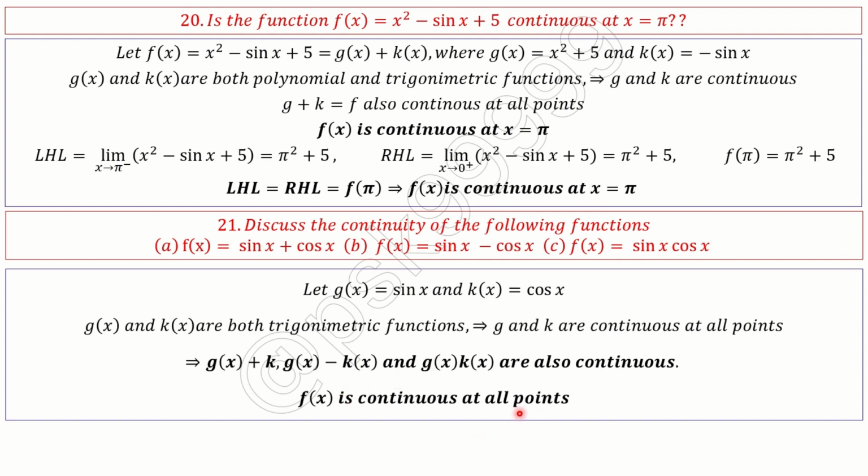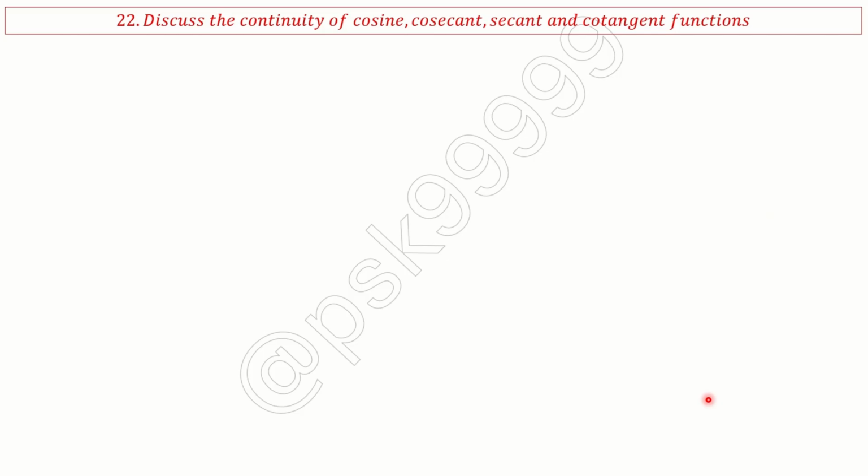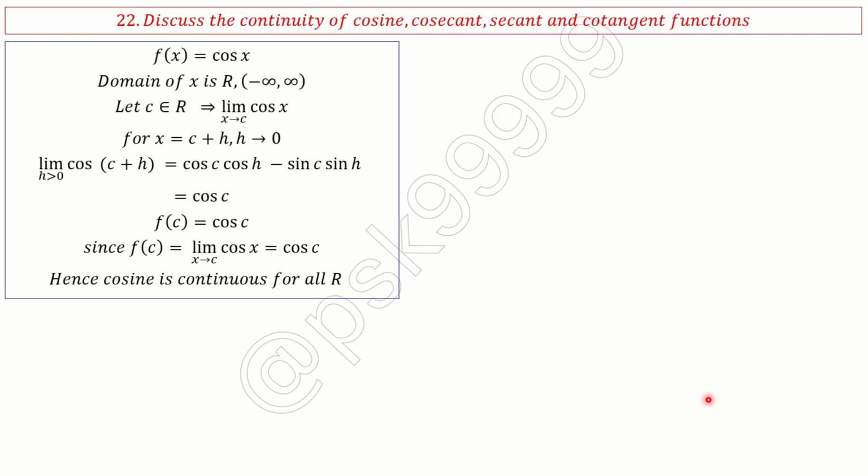So we can just explain very easily using the algebra of continuity. Okay, next. Discuss the continuity of cosine, cosecant, secant, and cotangent. Okay, so let's see one by one, then you can do for others.